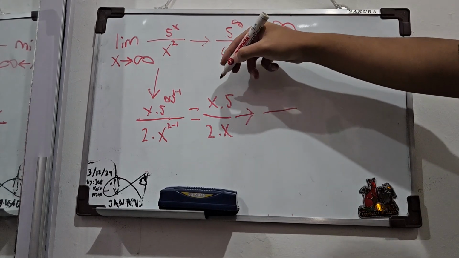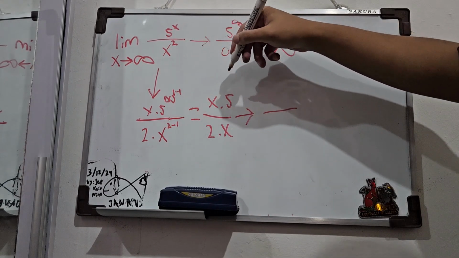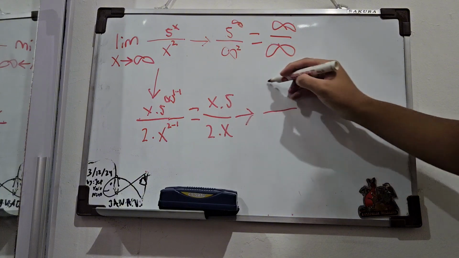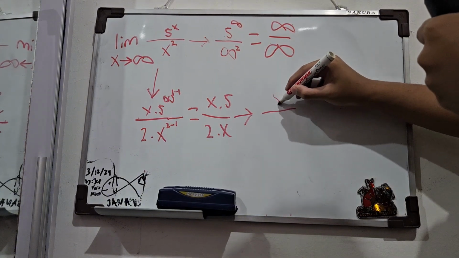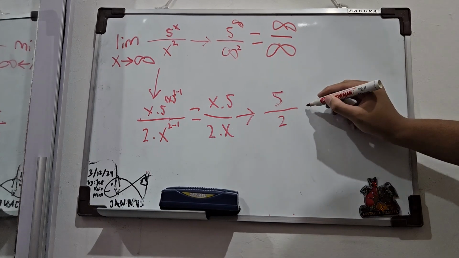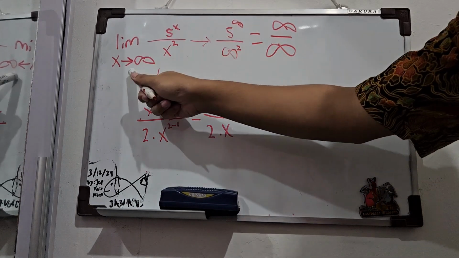as these are just 1 minus 1 equals 0, which x to the power of 0 equals 1, which would make 5 divided by 2. This is the answer for this.